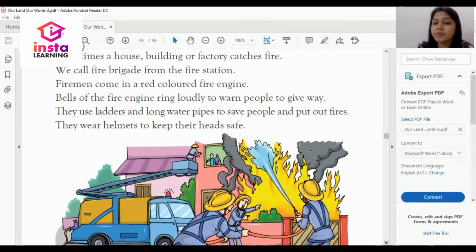बच्चों, कभी-कभी किसी बिल्डिंग में, घरों में या फैक्ट्रीज में क्या हो जाती है? आग लग जाती है. So we call fire brigade from the fire station.